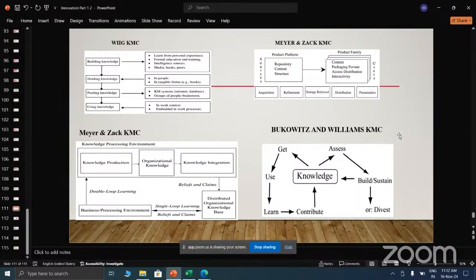The Bukowitz and Williams knowledge management cycle includes components like: get knowledge, try to use that, learn from it, contribute, and check on the knowledge. After checking on the knowledge, you can assess it, then build and sustain, or divest. So this cycle can be repeated again.